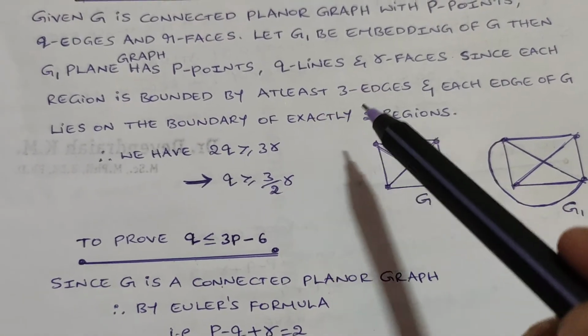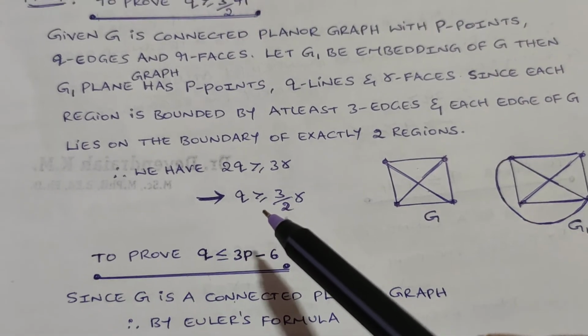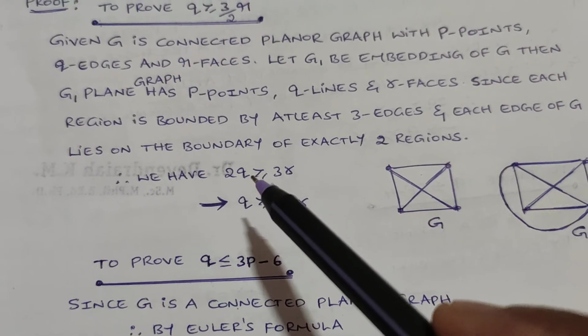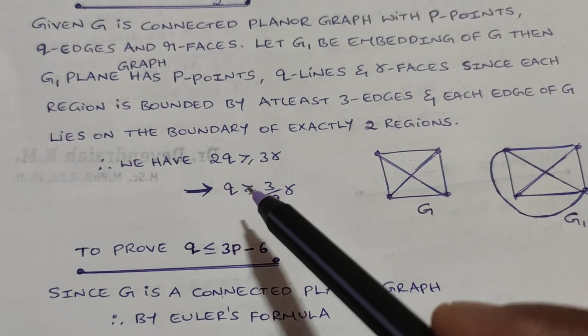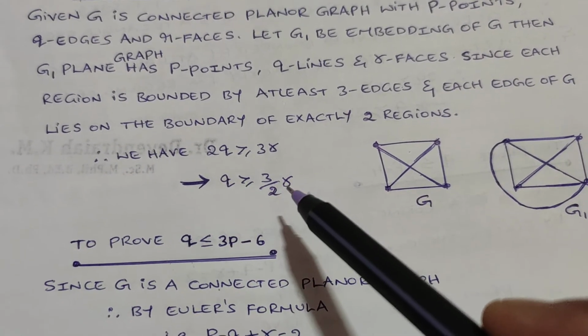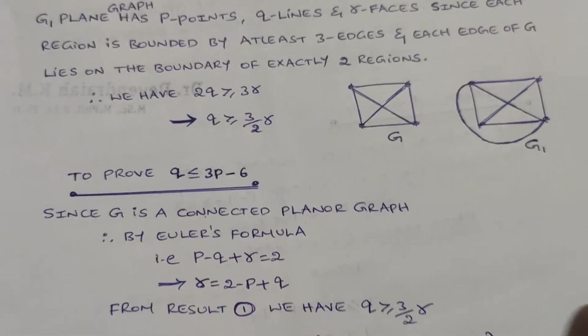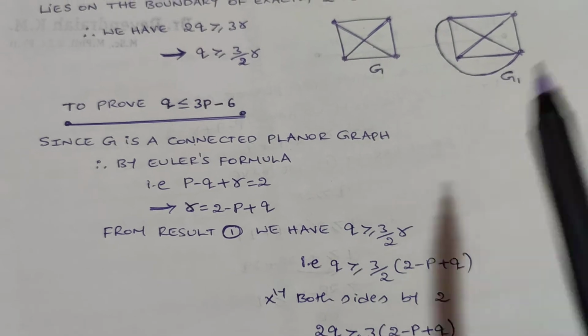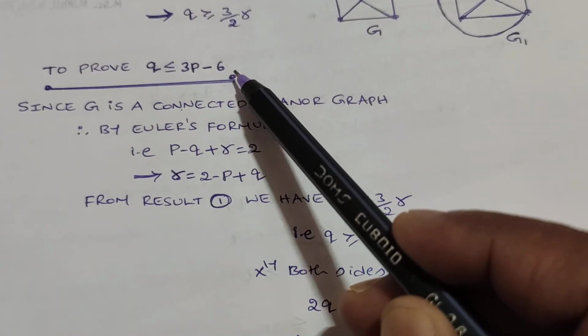This is the point we require to remember for proving the first case. 2Q must be greater than or equal to 3 times R. Therefore, Q must be greater than or equal to 3 by 2 times R. So, to prove the second one, Q is less than or equal to 3P minus 6.